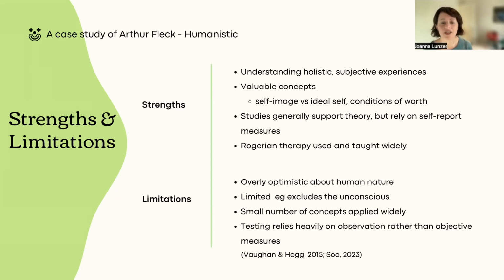Rogers' humanistic theory is an important contribution to personality psychology as it helps us understand how people see themselves. His distinction between self-image and the ideal self and his concept of conditions of worth are useful for recognizing how individuals evaluate themselves. Empirical studies are generally positive about Rogers' theory. However, it's important to note that these rely heavily on self-report measures. Nonetheless, this theory is widely accepted and it's foundational learning in most counselling courses today.